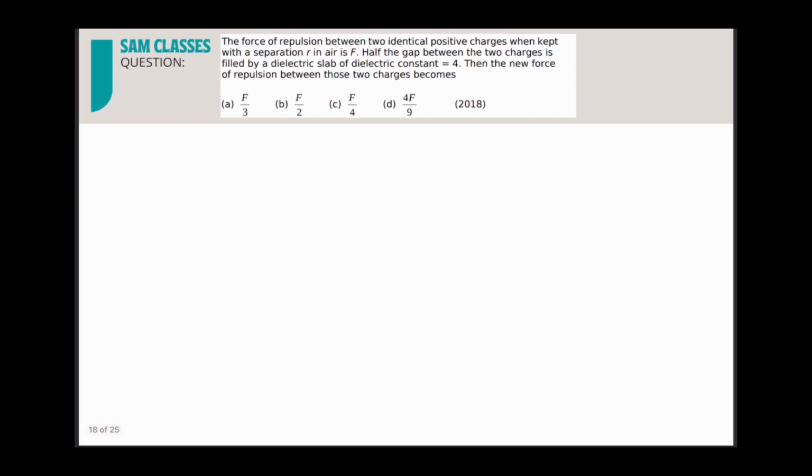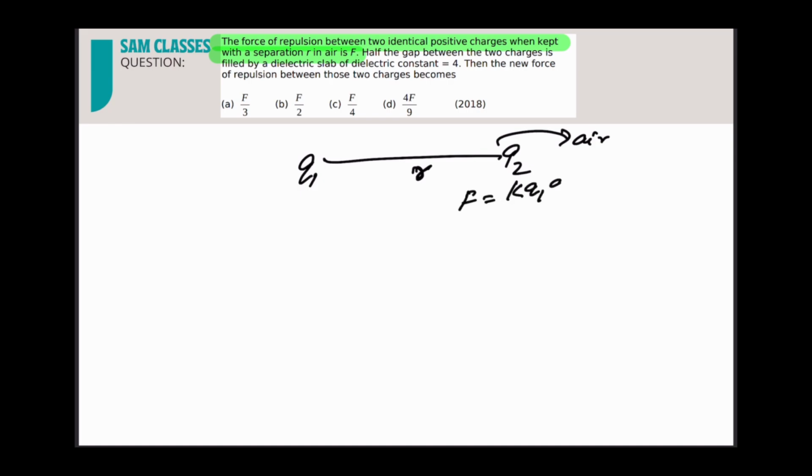Let's see the next question. So students, let's see this question. What we have here is the force of repulsion given between two identical positive charges when kept with a separation of R, which is N. So two charges are there, Q1 and Q2, kept at a distance R. And in air, the force between them is F, and that is equal to K Q1 Q2 by R square.